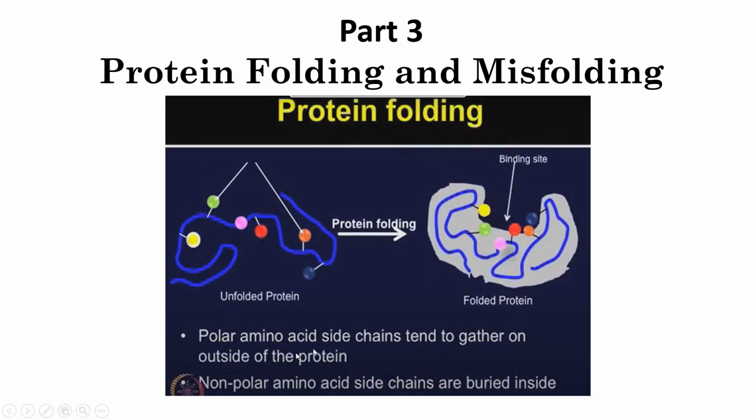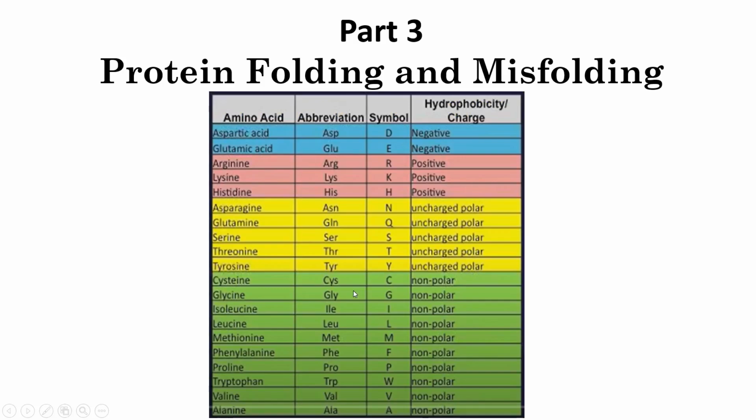So what they do is they tend to gather on the outside of the protein generally, because they are the ones which help in dissolving the protein, because they have a certain charge. They can interact with the solution and help in dissolving the protein. Whereas non-polar ones generally don't go outside. Non-polar ones are generally buried inside. So depending upon the type of sequence, that's how the protein starts getting folded.